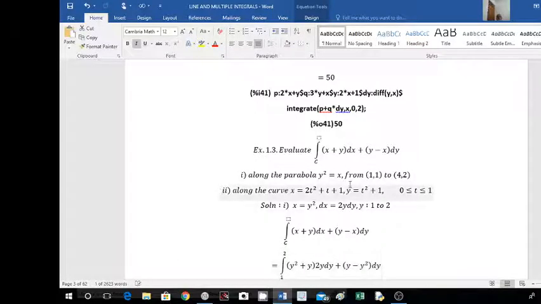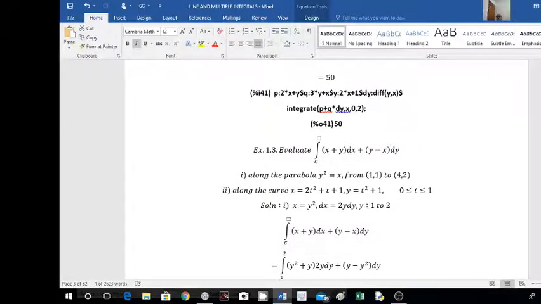Okay. Now here for this one I will convert x in terms of y. So that is x equal to y square, and differentiating this we get dx is equal to 2y dy. We are converting x and dx in terms of y and dy. Therefore, we have to take the limits of y. Where is y here? See here, y ranges from 1 to 2.